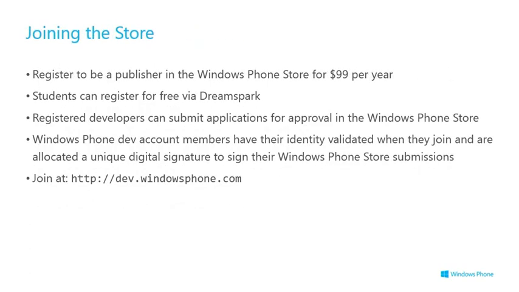So in order to submit an application for verification and publication, you need to have a registered Windows Phone developer account. You need to go to dev.windowsphone.com, and there you can sign up as a publisher. For individuals, it's $99 per year. If you're a student, you can register on a program called DreamSpark, which allows you to register for free. And once you're registered, then you can submit applications for verification and publishing.